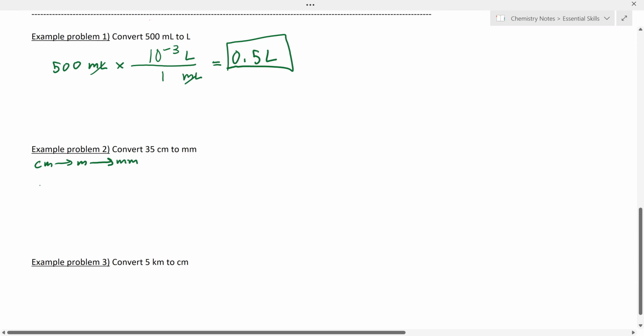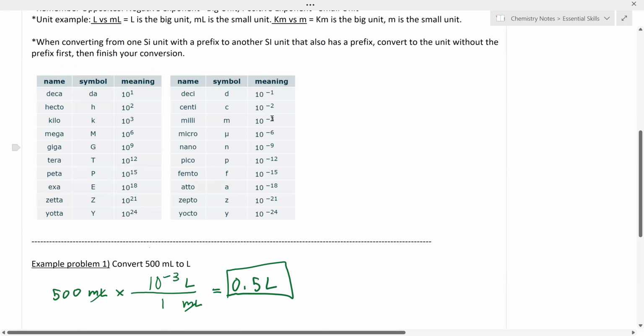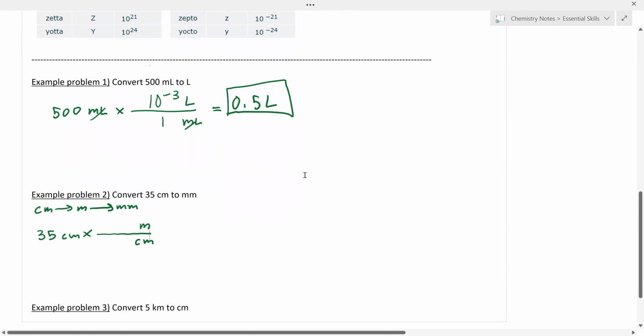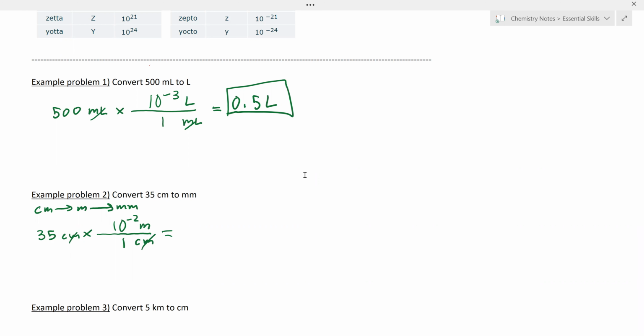Okay. So we have 35 centimeters. And again, we want the centimeter on the bottom to cancel out. We have the meter on the top. Let's check back with our chart. What is centimeters? Centi. 10 to the -2. So remember, we have the -2, and I want it to go with the big unit. So you have that, and we know the centimeters cancel out. So we have 35 times 10 to the power of -2. We get 0.35 meters.